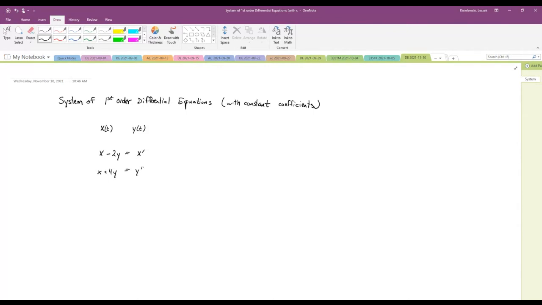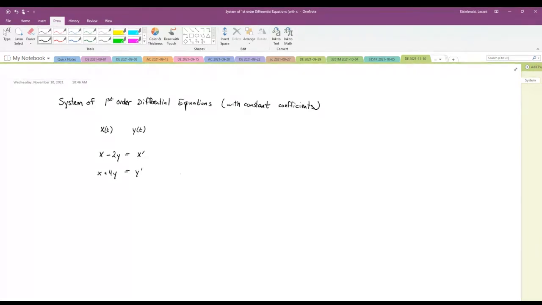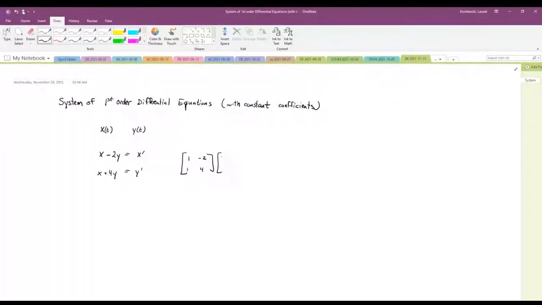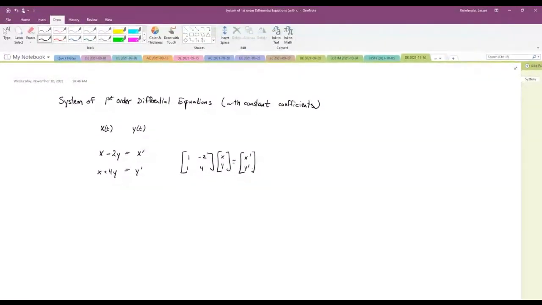So that's a system of first-order differential equations, and we do have constant coefficients. The things multiplying x and y are not functions of t, but rather constants. This can also be written as a matrix equation, where we're going to try to solve for x and y, the unknown functions.